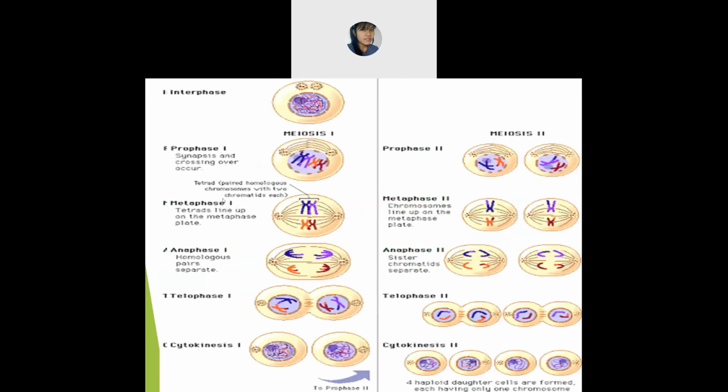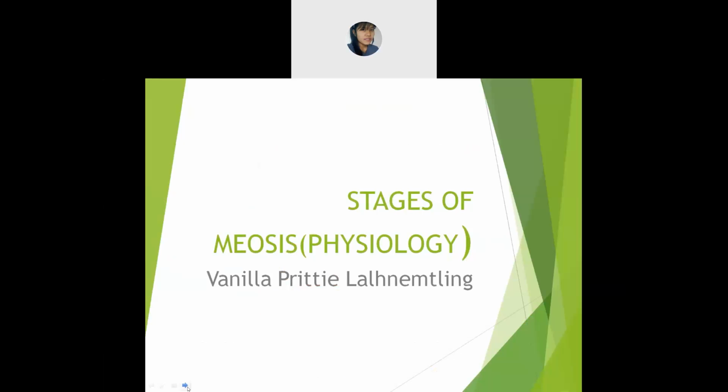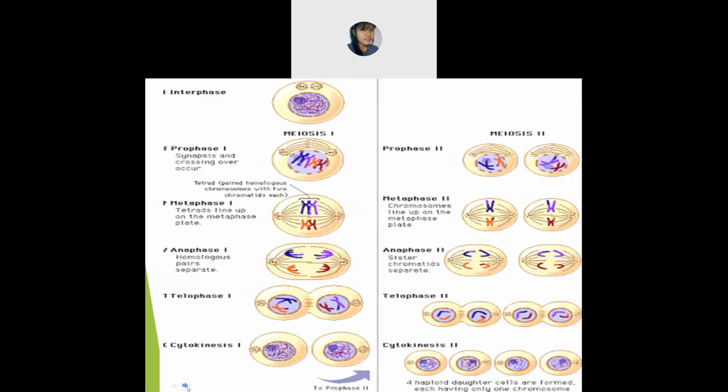Okay, this is just the overview of the phases which occur in mitosis, and which occur in meiosis. Now, this is just the overview. You can see two phases, isn't it? Prophase 1, Prophase 2, Metaphase 1, Metaphase 2.